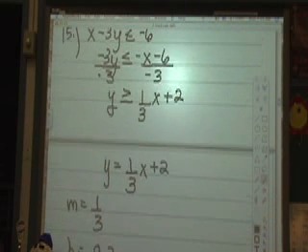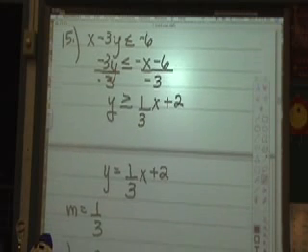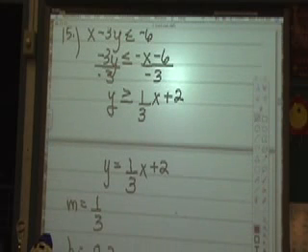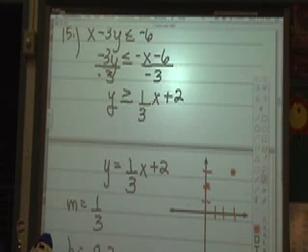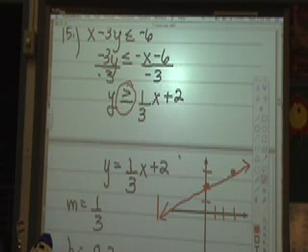So if we graph that, put a point at 0, 2. And then go 1 up, 3 to the right, and put a second point. And then what kind of line? A solid line. Shaded above or below? Below. Careful, go back. Oh, just above, sorry. Yeah, this is greater than.